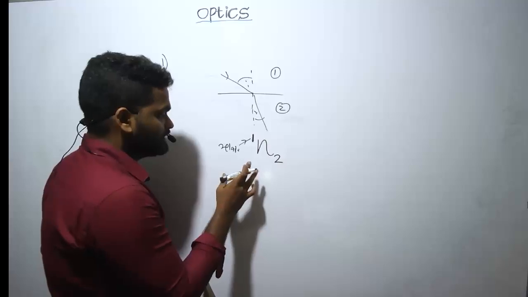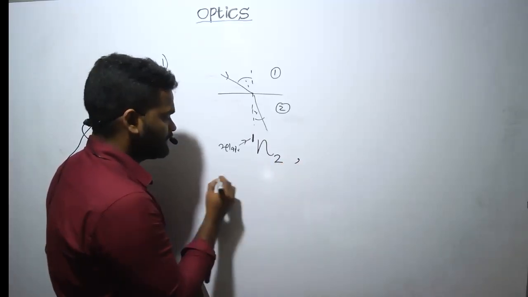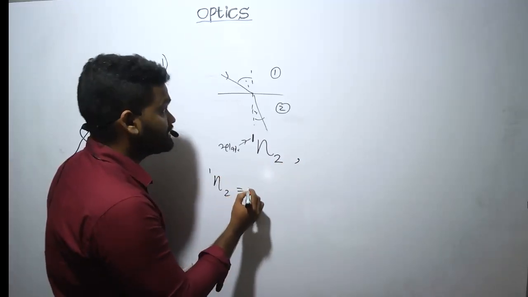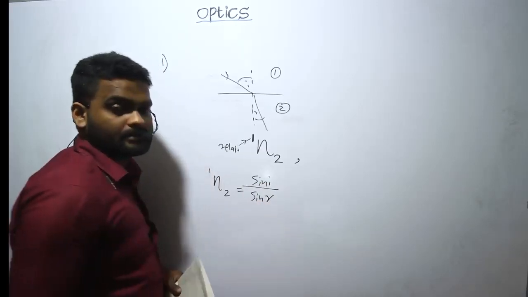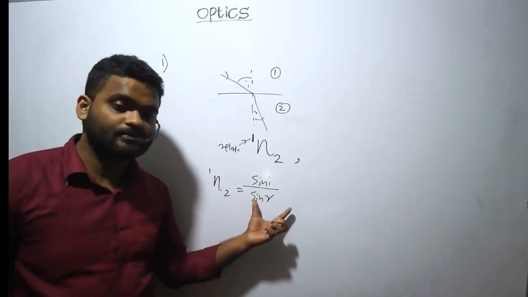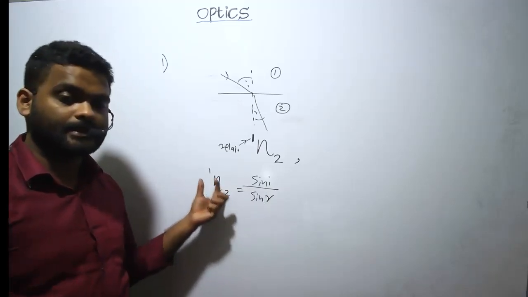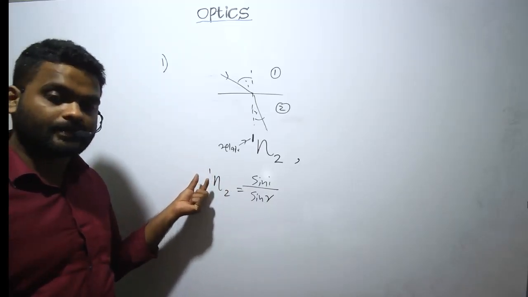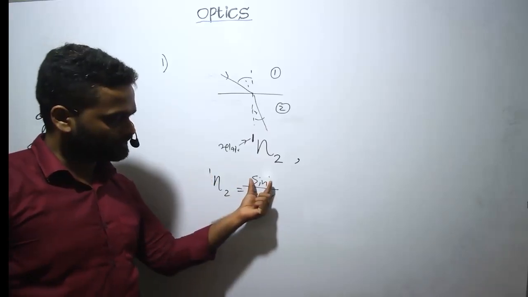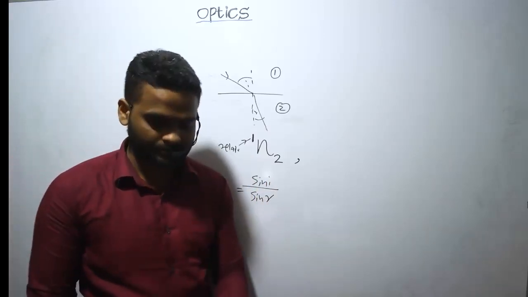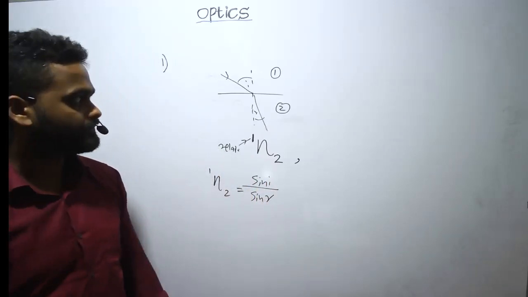You can write it like this. Put a comma, then write N12 is equal to sine I divided by sine R. So that constant is what we call the refractive index relative to the first medium. Refractive index of second medium relative to the first medium. So we call that sine I divided by sine R. Okay.